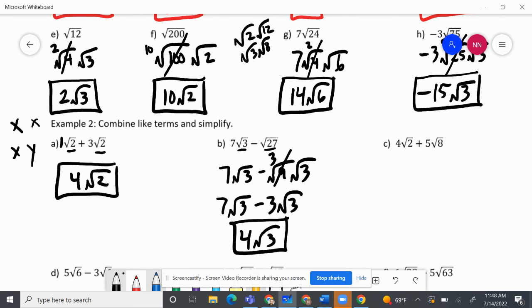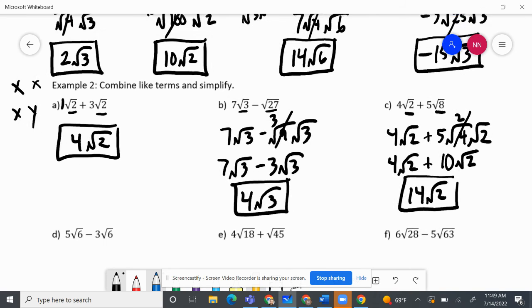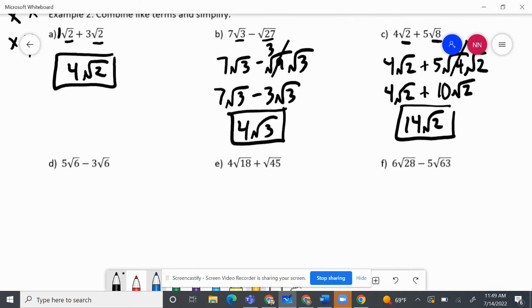For letter C, 2 and 8 are not the same, so we can't add these two terms, but we can simplify 8. 8 we know is 4 and 2, and the square root of 4 is 2. So 4 square root of 2 plus 10 square root of 2. 4 plus 10 is 14 square root of 2. Pause the video and try those next 4.